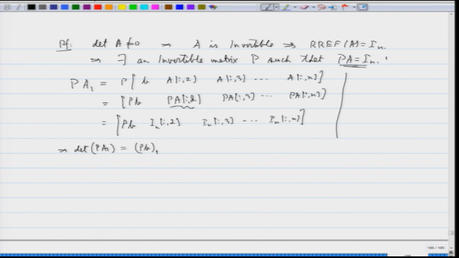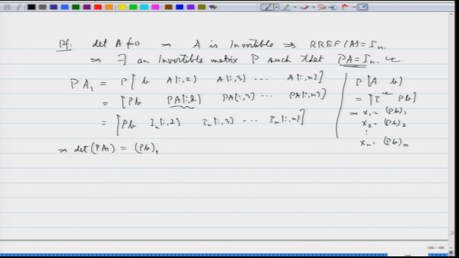So, let us again understand what we are doing. I have P times A is identity. I am looking at the augmented matrix. Apply P to it. What I get here is identity and P of B. Since there is an identity here, it means that x1 is nothing but the first entry of PB, x2 means second entry, xn is equal to the nth entry.